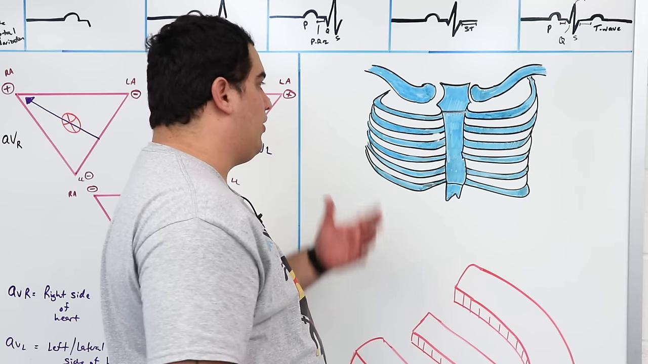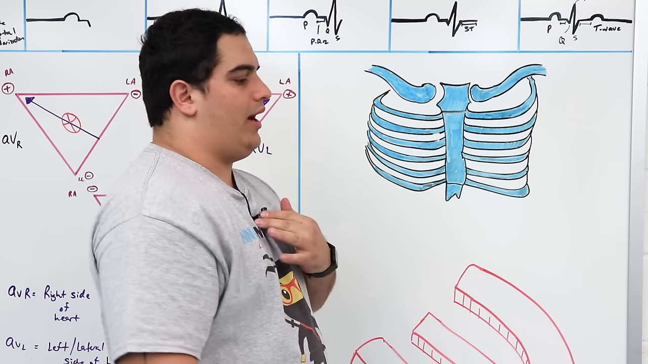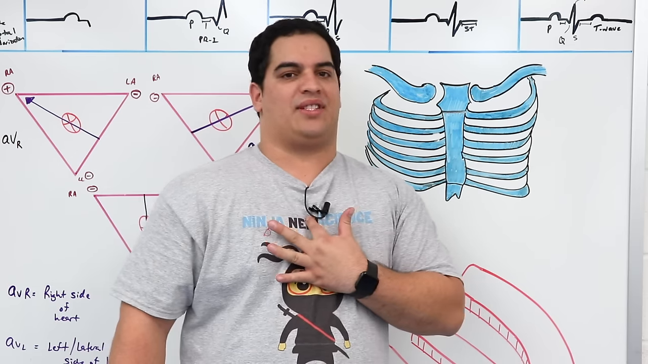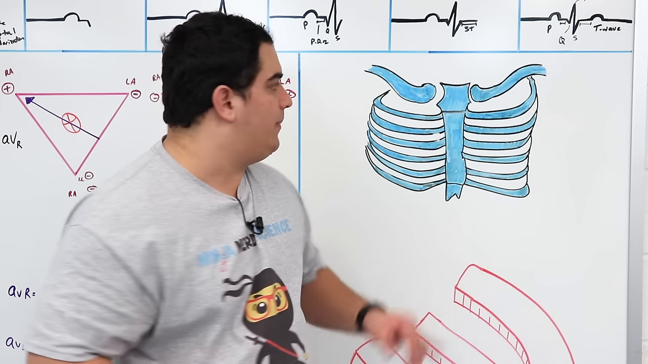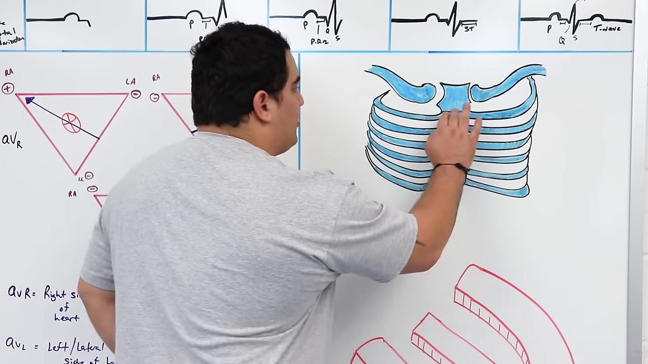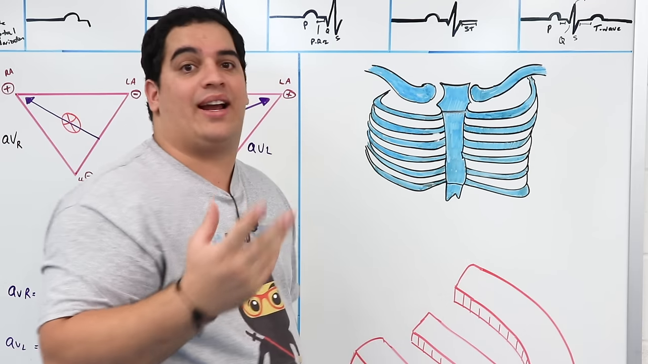the chest wall, right? So what you're going to be doing is you're going to go in and feel the patient's chest, right about here. You're going to have this little prominence, a little bump, called the sternal angle, or the angle of Louis. You're going to palpate that. Then you're going to move over to the right. When you move over to the right, you should be at the level of the second rib.